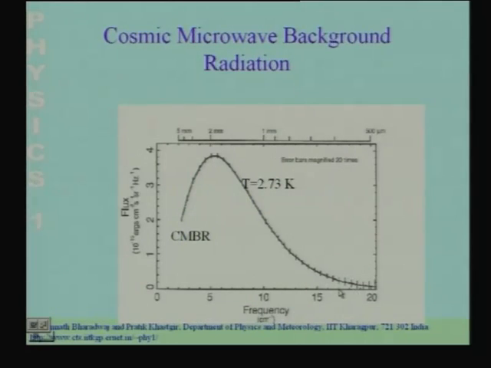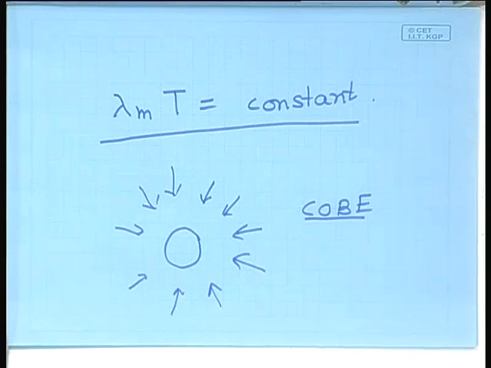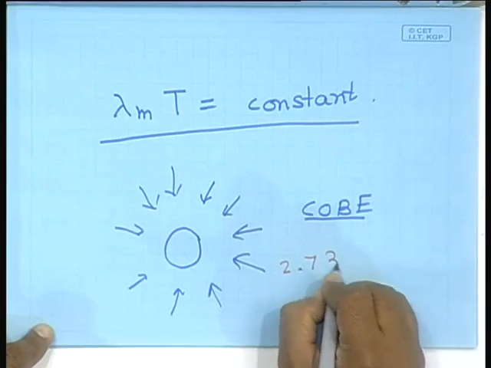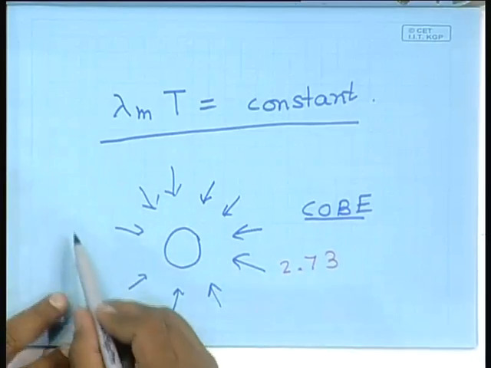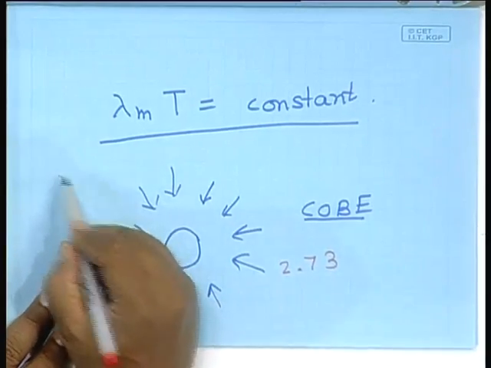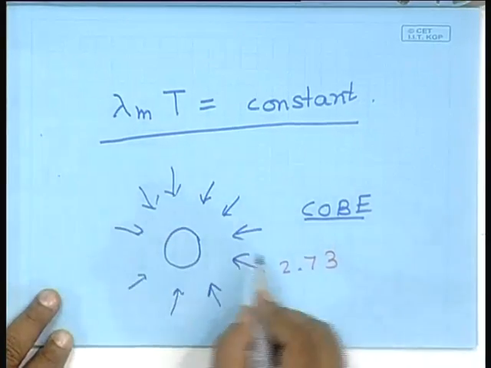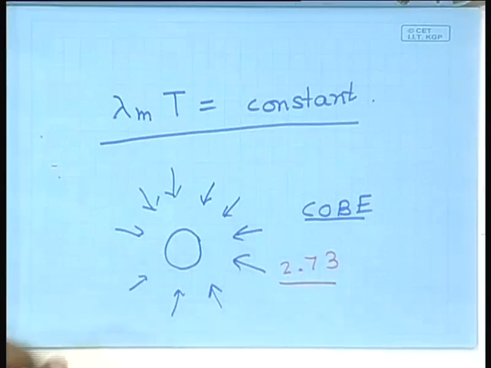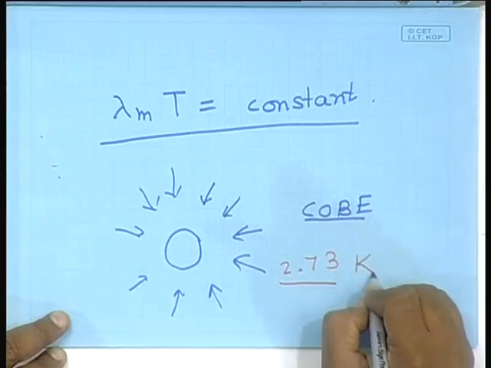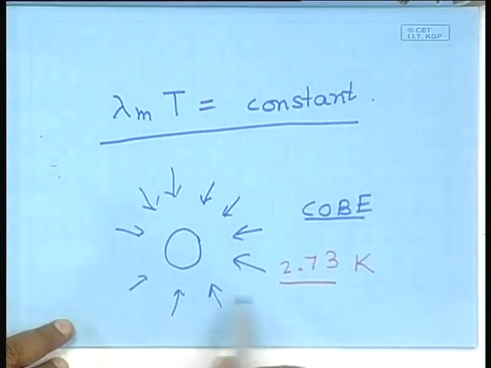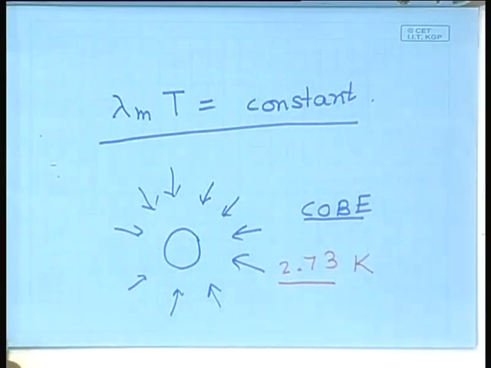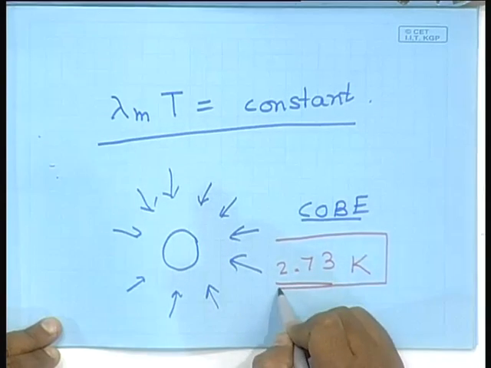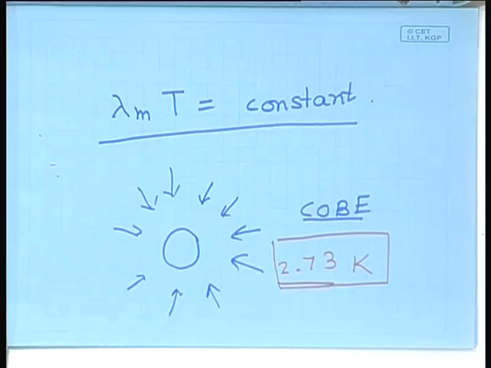So, what this finally tells us is that there is a black body radiation with a temperature of 2.73 Kelvin coming from all directions, and we interpret this as the whole universe, the whole of space, being filled with black body radiation at a temperature of 2.73 Kelvin. So, it is as if the whole universe is inside a black body cavity, filled with black body radiation at a temperature of 2.73 Kelvin.